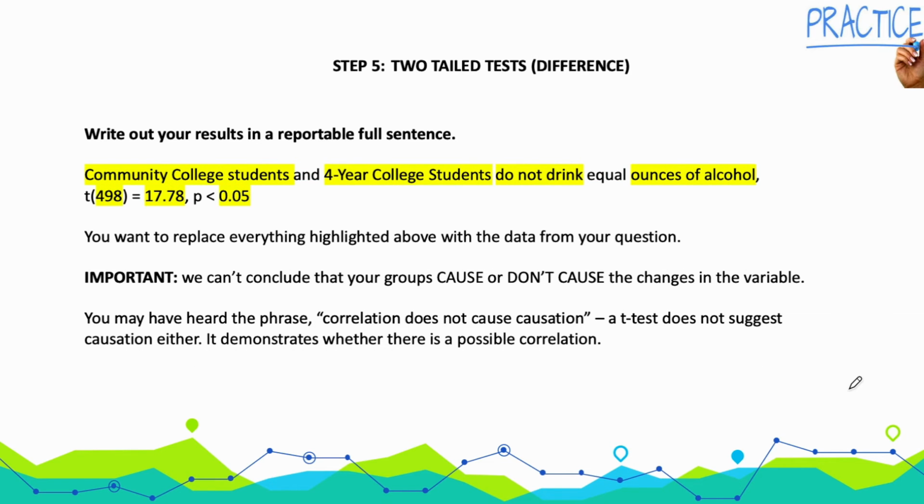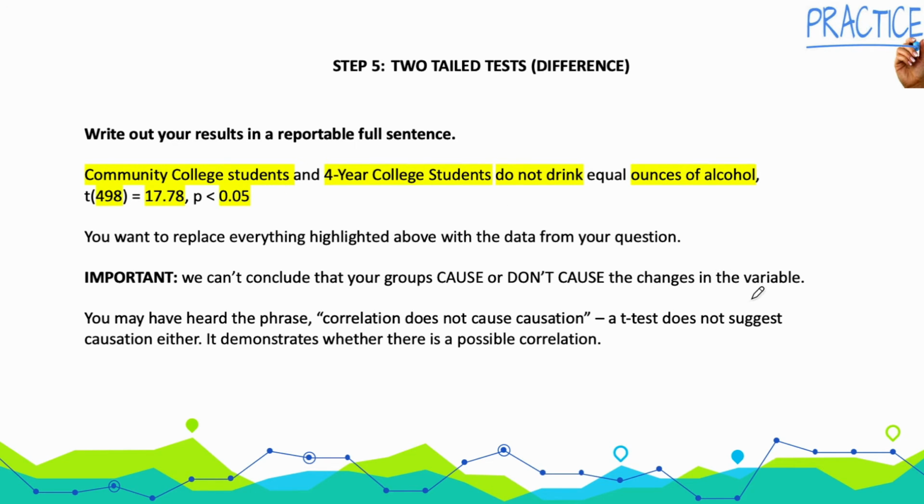In our practice problem, we could report the results from our test as follows. Community college students and four-year college students do not drink equal ounces of alcohol. T, the degrees of freedom, is 498, and our T value is 17.78, that's our T calculated, and our P level is less than 0.05.